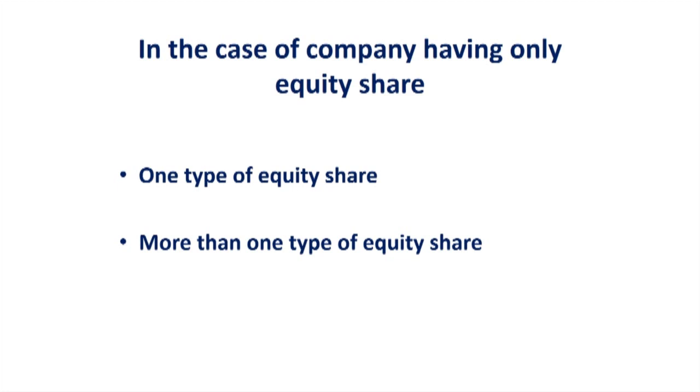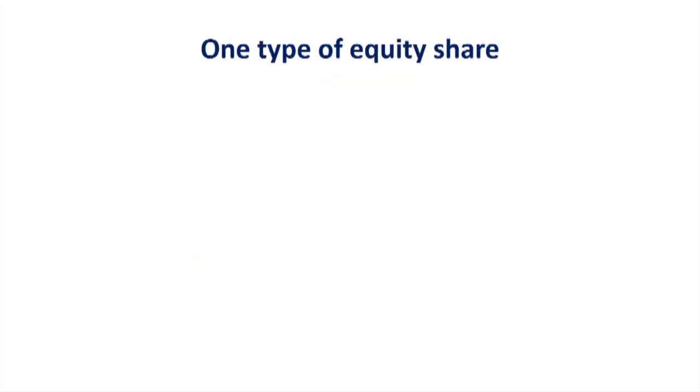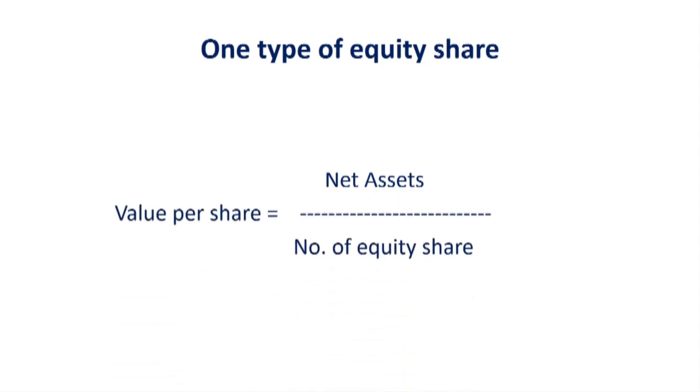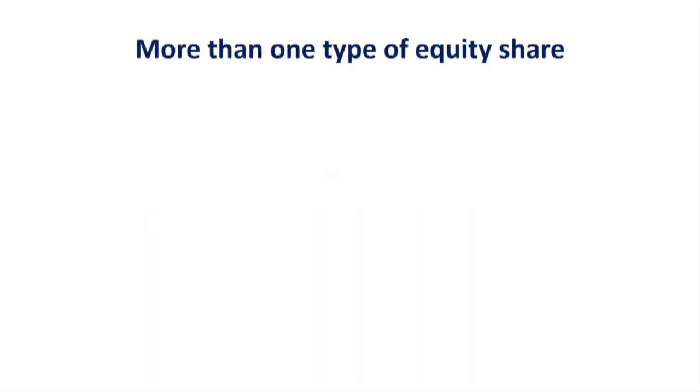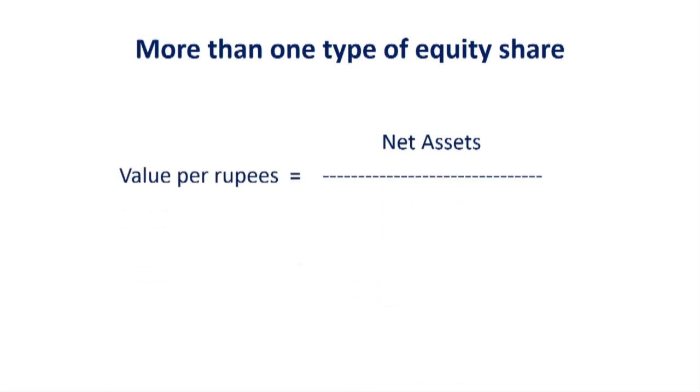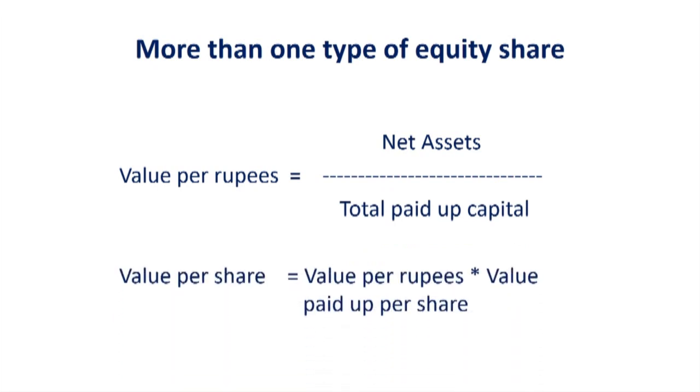In this case, the company has one equity share or two types of equity share, with different denominations, such as rupees 100 equity share or rupees 10. In the case of one type of equity share, net value per share is equal to net assets upon number of equity shares. When there is more than one type of equity share, first we calculate value per rupee. Value per rupee is equal to net assets upon total paid up capital. After that, we calculate value per share. Value per share is equal to value per rupee into value paid up per share.